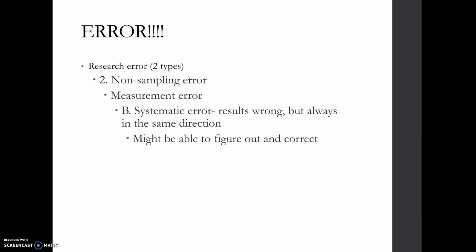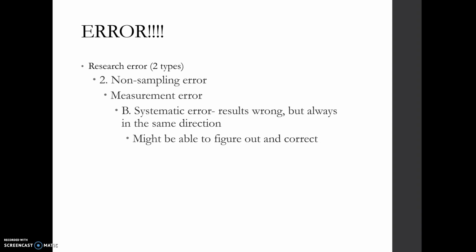The second kind of measurement error is systematic error. It usually happens when you have some wording that is biased in your question, so that people give you an answer that's a little bit skewed from the truth. You might be able to figure it out and correct the error later on.